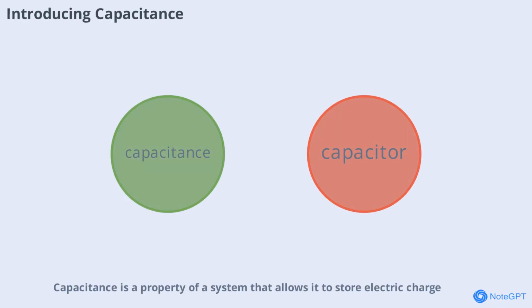Capacitance is a property of a system that allows it to store electric charge. It's a measure of how much charge can be stored per unit potential difference. The most common example of a device that uses capacitance is the capacitor, found in nearly every electronic circuit. Capacitors store and release energy quickly, making them essential for smoothing out voltage fluctuations, filtering signals, and powering devices during brief interruptions. Understanding capacitance is key to mastering modern electronics.